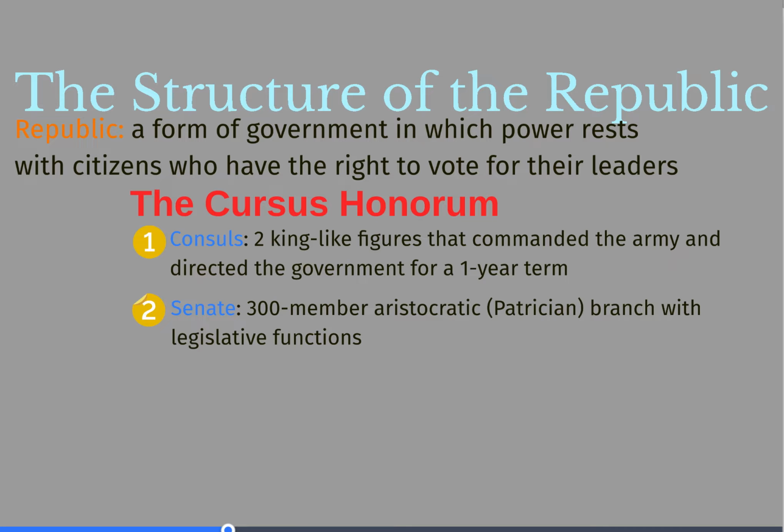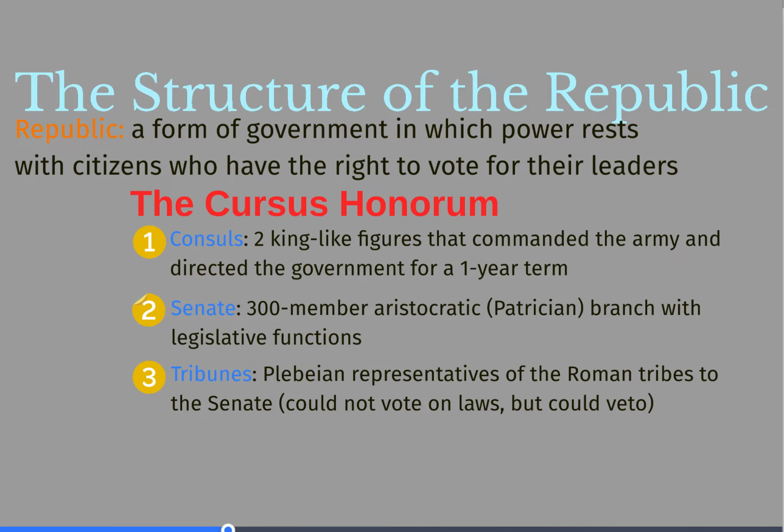The lawmakers, just like in the United States, were a Senate, or we now have the Senate and the House of Representatives. But in ancient Rome, in the Republic, they had a 300-member Senate, and only patricians or aristocrats, landowners, could become members of the Senate. And they had legislative functions, so they made laws after debating them and then voting on them.